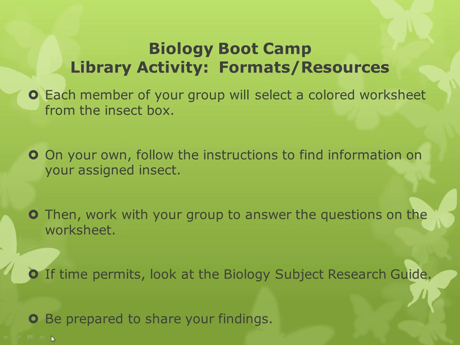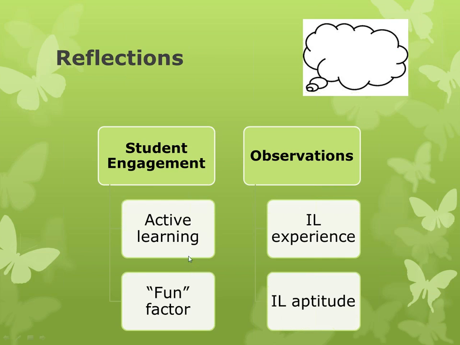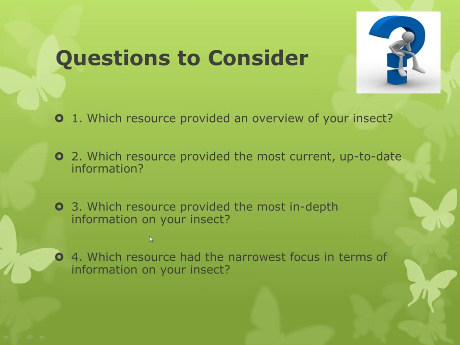And this was just what was on the handout that we gave them for each of the different resources, no matter what they were looking at. On that same worksheet, we asked them to consider which resource provided an overview of the insect, which provided the most current up-to-date information, which one provided the most in-depth information, and which one had the narrowest focus. So we kind of asked them to look at the different sources in terms of different types of information and why those types of information and how those types of information might be most useful.